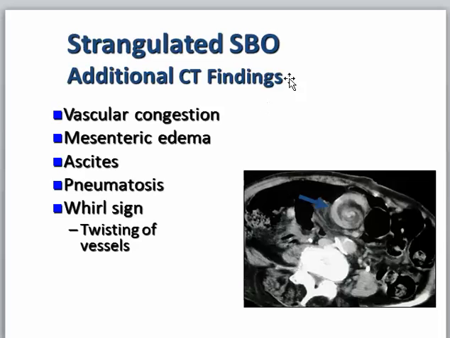Now, in strangulated obstruction, we can get additional signs, not only dilatation, we can get this whirl appearance or whirl sign, or twisting of the vessels. This is not intussusception, it's not a target, it is a twist. It is something twisting, and the vessel inside. So this is twisting of vessels occurring in strangulated small bowel obstruction. We'll get mesenteric edema, sometimes ascites, pneumatosis, or vascular congestion. So these are signs of strangulated small bowel.